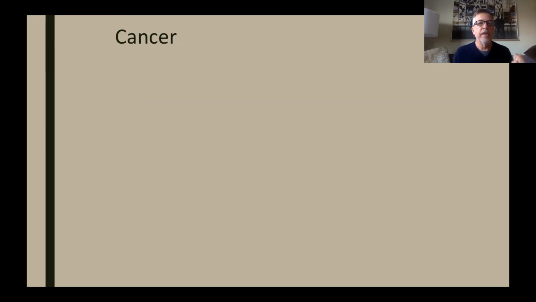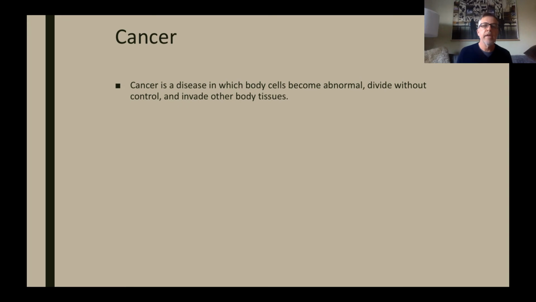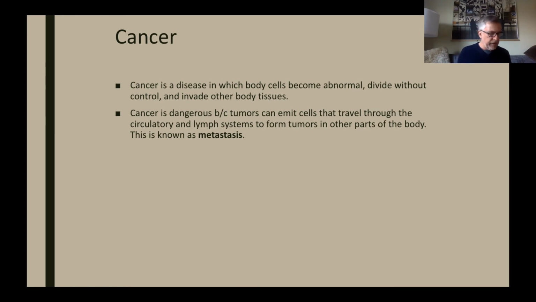Lastly, I want to talk about cancer and carcinogens. Cancer is a disease in which cells behave abnormally, in that they divide without control and they invade other body tissues. They're not supposed to be dividing, but all of a sudden they start dividing. Cancer is really dangerous because the tumors can spit out cells that are cancer cells that travel through the circulatory and the lymph systems and form tumors in other parts of the body. And this is known as metastasis. And when a cancer metastasizes, it has become much more difficult to treat.